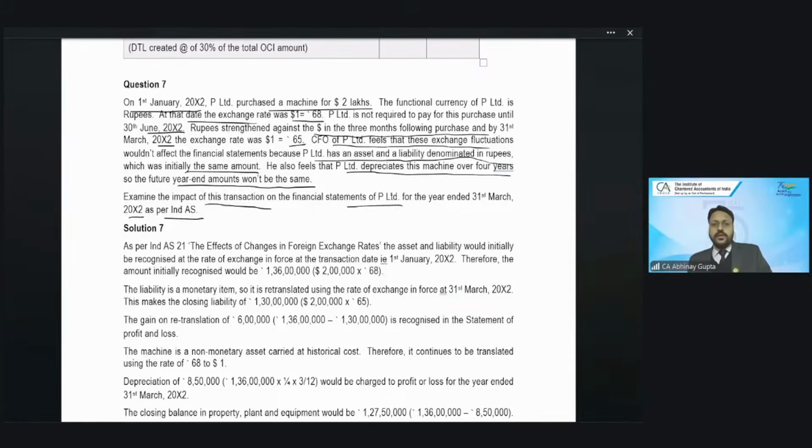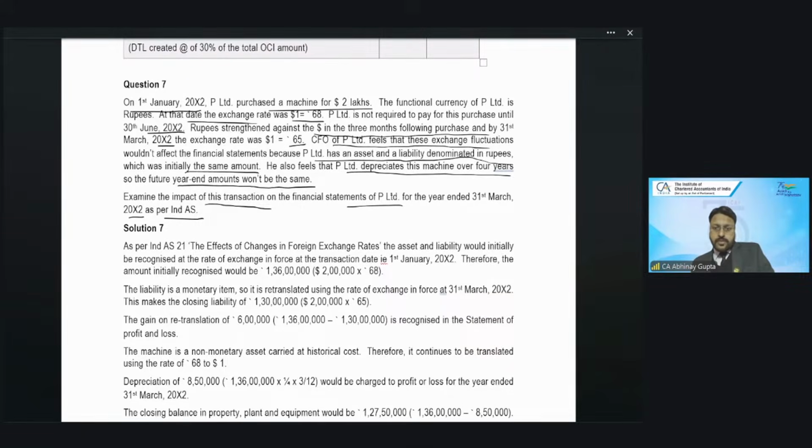So basically, what we need to do in this question, we simply need to make a record of the machinery, charge the depreciation, right? And restate the creditor. Correct? So these are the three items which we need to do. So how are we going to do that?